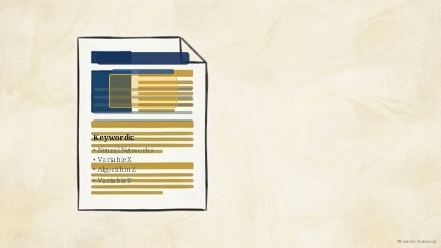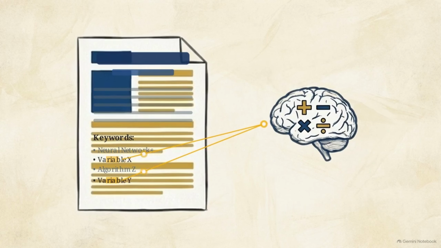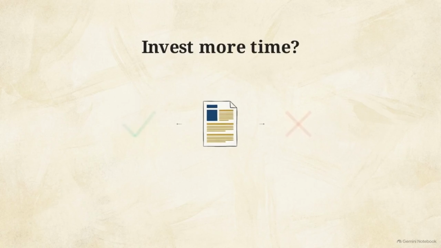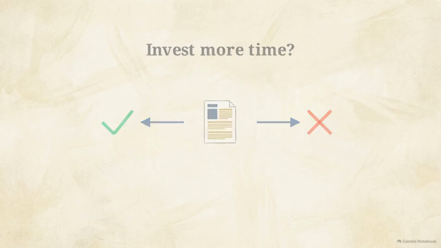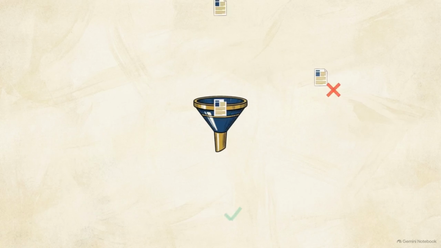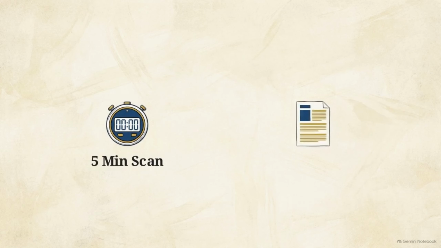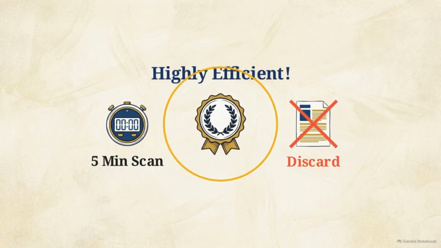Scan the title, the authors, and the abstract. Look specifically for keywords that overlap with your variables or technology. You are answering one question: should I invest more time in this paper? Filtering out irrelevant literature quickly preserves your energy for the papers that actually matter. A 5-minute scan that leads you to discard a paper is a sign of highly efficient research.